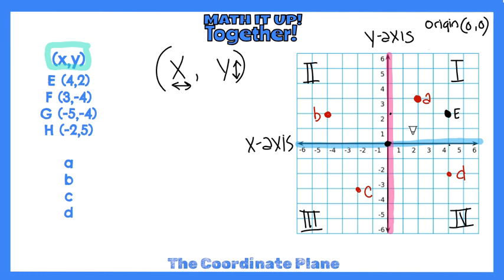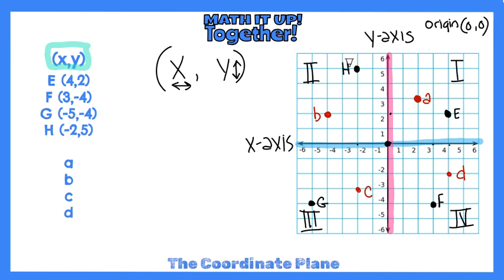Then we have 3, positive 3. So here's my positive 3, but this time my y is a negative number. So positive 3 across, and then down to negative 4. And that's going to be F. And then here I have a negative x, so I'm going to find my negative 5, and I have a negative on the y, negative 4. Negative 5, negative 4, and that will be point G. Then H is going to be negative 2, but a positive 5, so negative 2 on the x, and up to positive 5, and that's going to be point H.